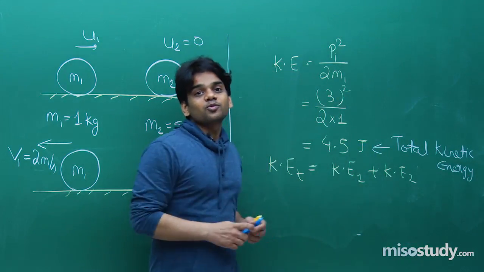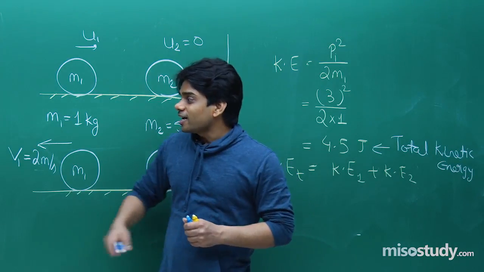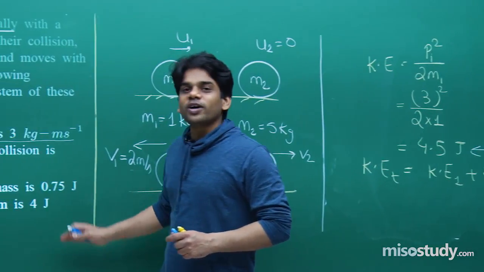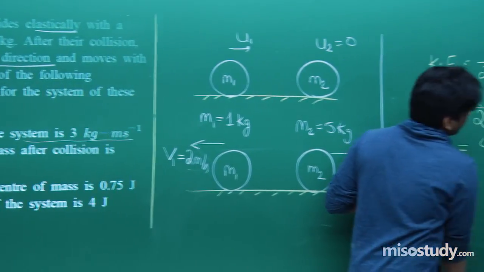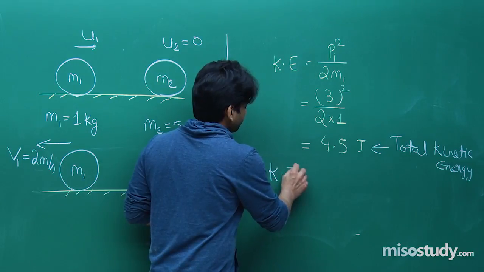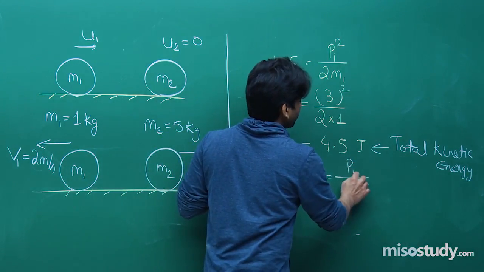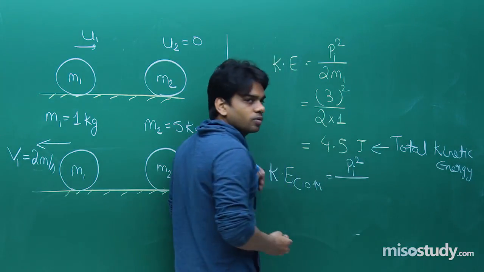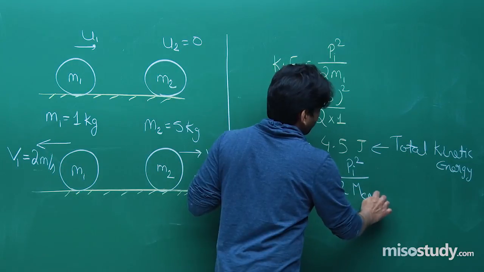But here comes what the examiner is seeking from you, the concept. It has said that the kinetic energy of the center of mass is 0.75 joule. For it, how you have to proceed, since we got total kinetic energy that is 4.5 joule, for center of mass kinetic energy, you will be using the momentum of the system divided by twice the mass of the center of mass.